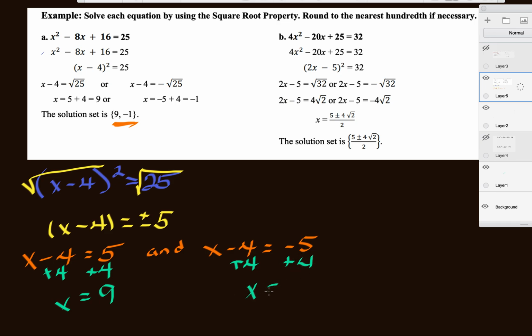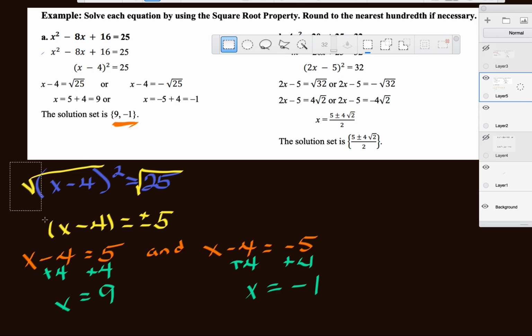And x is equal to negative 5 plus 4, which is negative 1. Looks good. 9, negative 1, it checks out with what we see above. All right. The other one's a little bit more difficult, only because of coefficients.